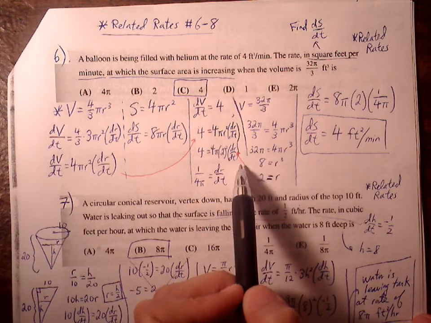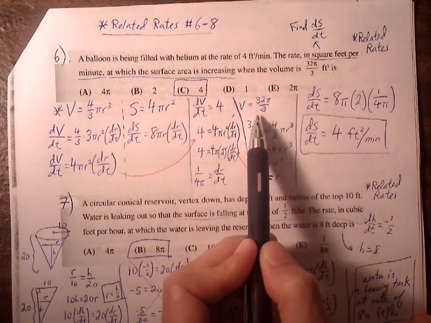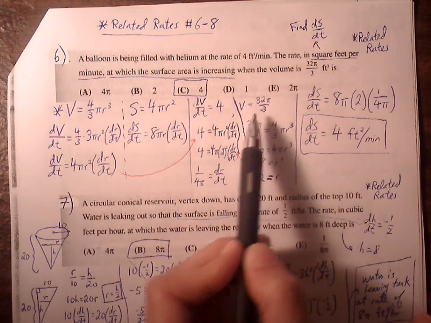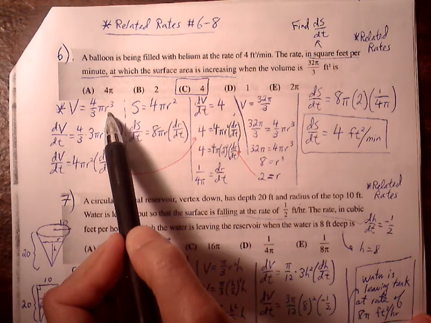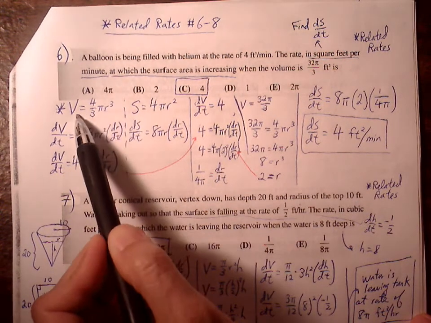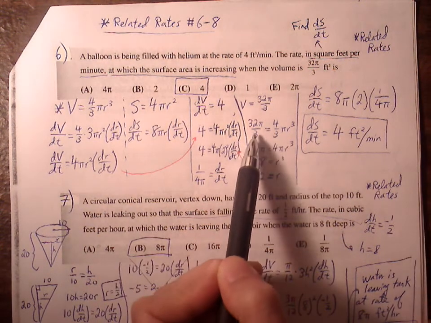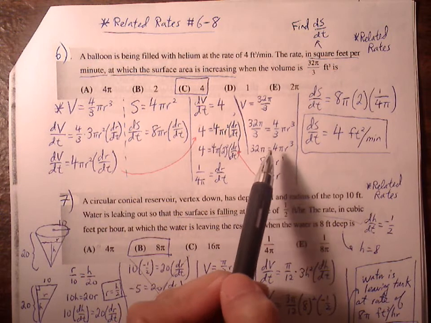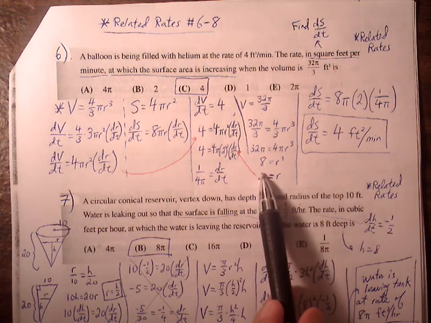Well, if I want to find the radius, maybe this other piece of information can help us out. We know that the volume at this moment in time is 32 pi over 3. So if I know the volume at any moment in time, I can use that to help me figure out the radius at that moment in time. So we can plug 32 pi over 3 in for V. We clean this up, get rid of the 3, and 32 pi is equal to 4 pi r cubed. We divide both sides by 4 pi. We get 8 is equal to r cubed. Take the cube root of both sides, we get r equals 2.